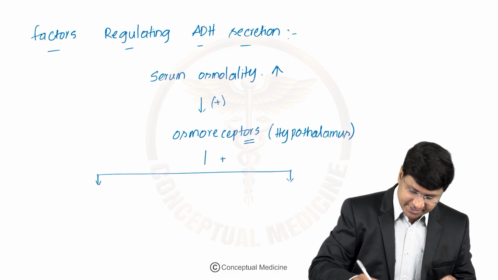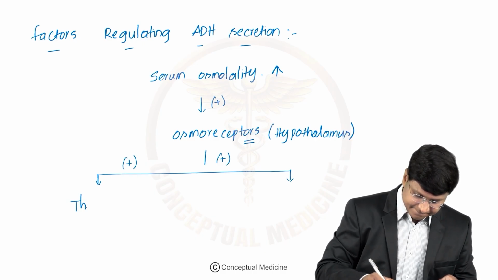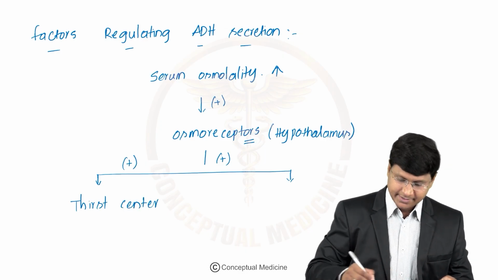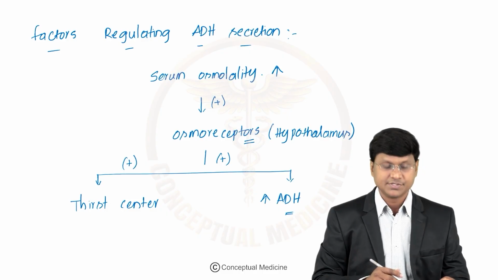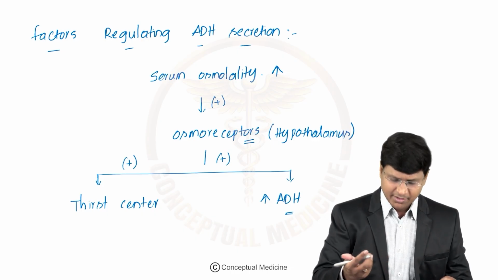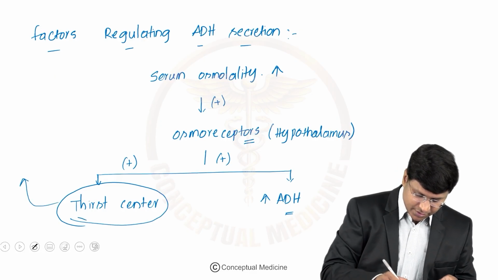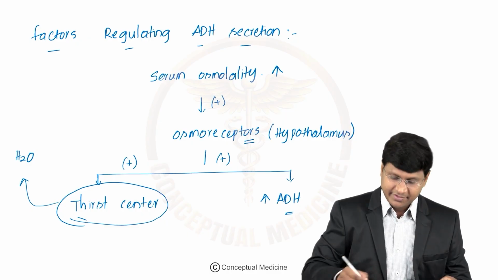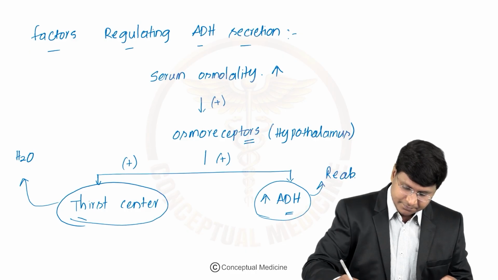Whenever these osmoreceptors are activated, there will be stimulation of the thirst center, and there will also be release or synthesis of antidiuretic hormone within the hypothalamus. That is what is done whenever there is an increase in serum osmolality, and it is a compensatory mechanism. Whenever there is stimulation of the thirst center, the individual will try to consume water, and whenever the ADH is released, there will be reabsorption of water.